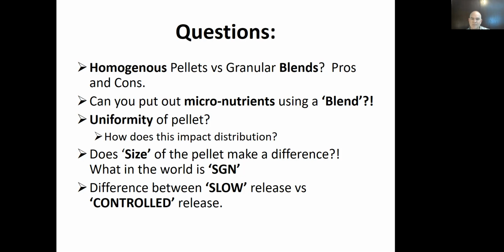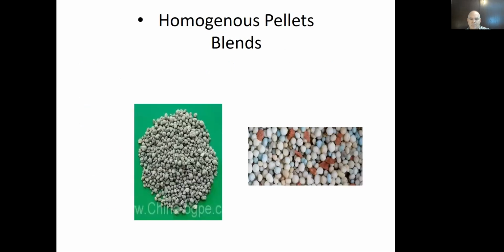Coming back to some of the questions that we're going to deal with right now. Homogeneous pellets versus blends. So what you've got here on the left is a homogeneous fertilizer pellet or granule. And on the right is a blend. And what does that mean? Well, the one on the left, every single particle in there has the same nutrient concentrations. They're all the same.